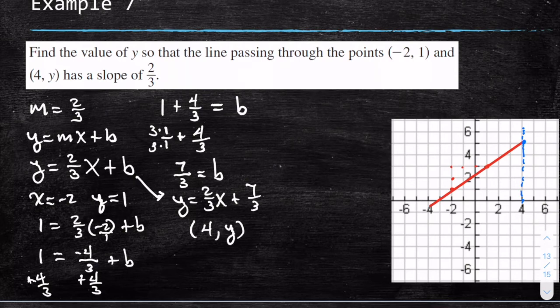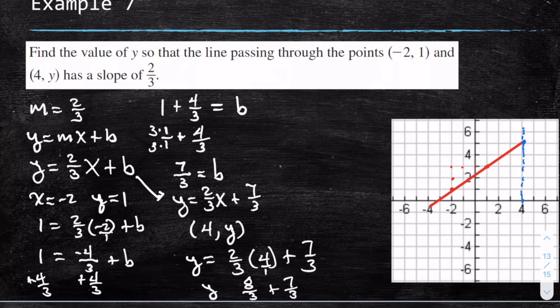Now we have enough information to actually solve this, because watch what we can do. We could say y, which we don't know, is equal to 2/3 times 4 plus 7 over 3. Well, that's going to be 4 over 1 times 2. That's going to be 8 thirds plus 7 thirds. And I'm going to finish this off on top. Y now equals 8 plus 7, that's 15, over 3.